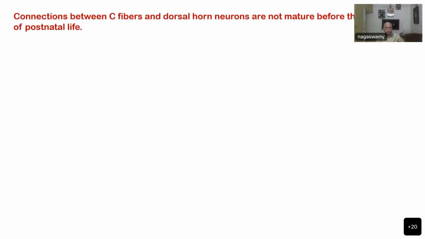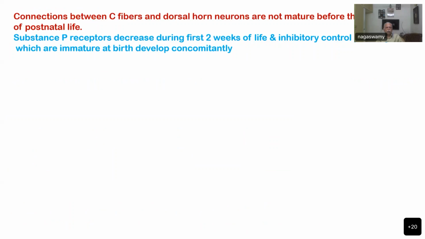Now, connections between C fibers and dorsal horn neurons are not mature before the second week of postnatal life. That is why when you see a neonate and just try to tap them, they make a jerk and react very fast, because the connections are not well developed. And the substance P receptor is decreased during the first 2 weeks of life, and the inhibitory control, which is immature at birth, does not develop concomitantly. That is another reason why they are hyperreflexive.